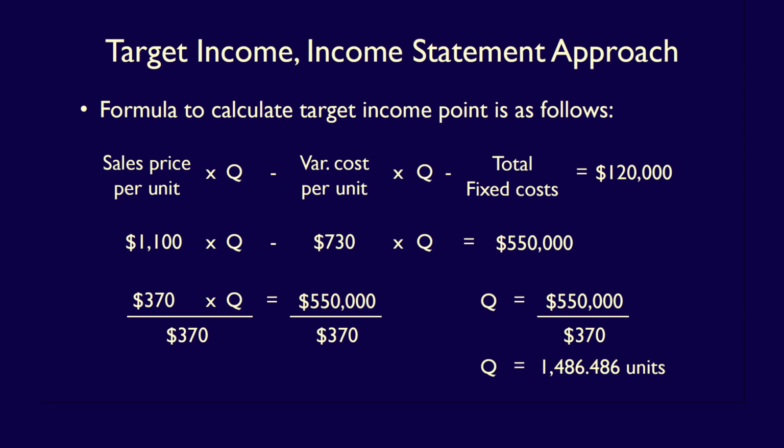Q, quantity, is equal to 1,486.486 units. But we know that a company cannot produce 0.486 units. So therefore, we have to round up to the next whole unit. This company would have to produce 1,487 units to earn a target before tax income of $120,000. Why don't we round down to 1,486 units? That's because the company would end up with an operating income below the target they want, so we always round up to the next whole unit.